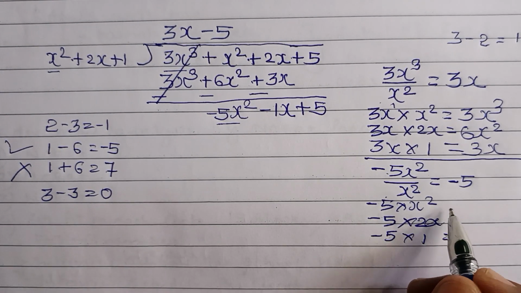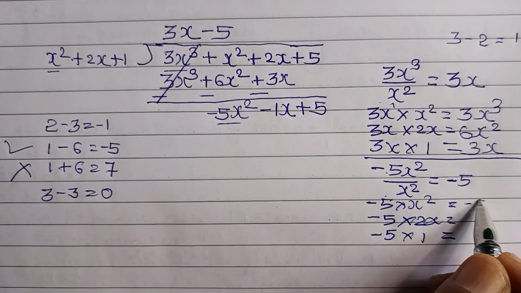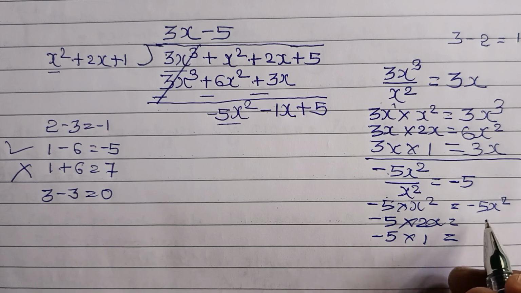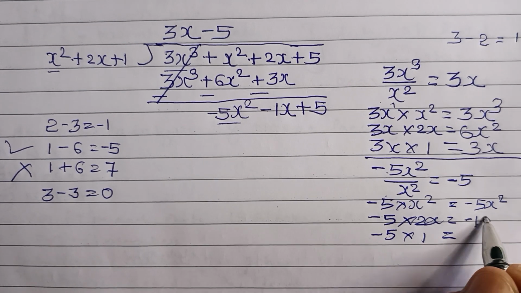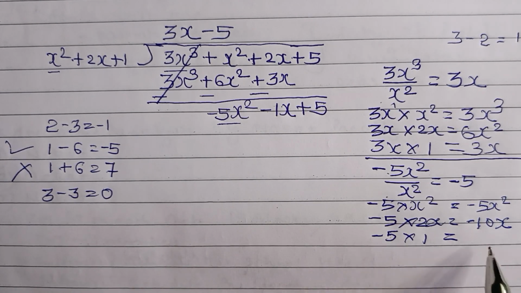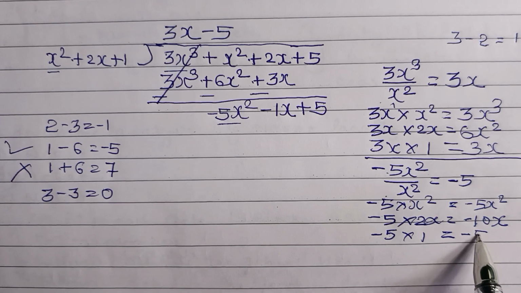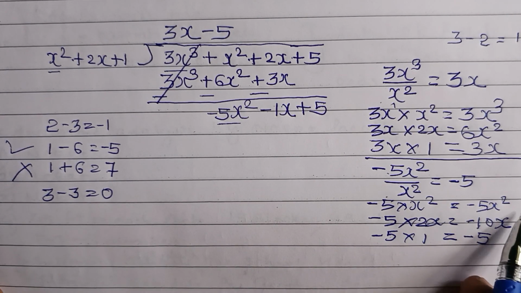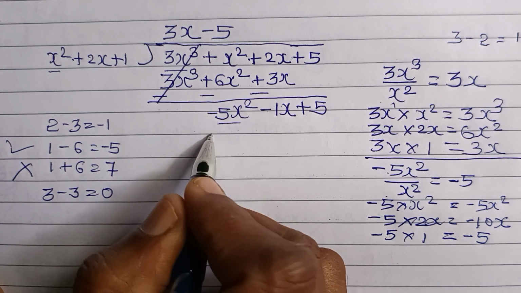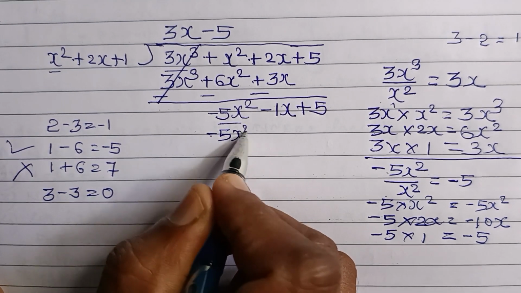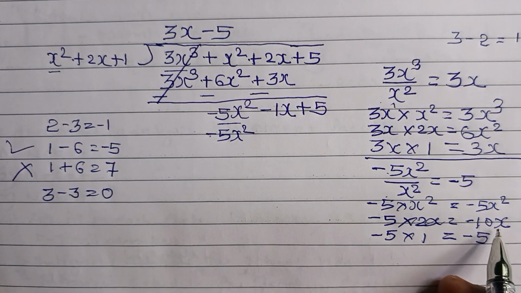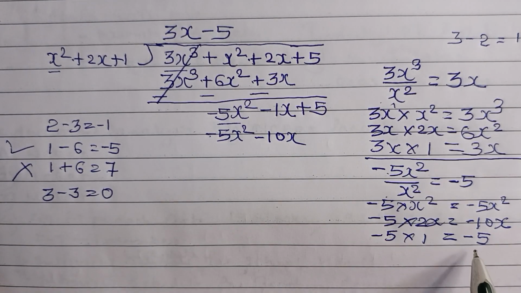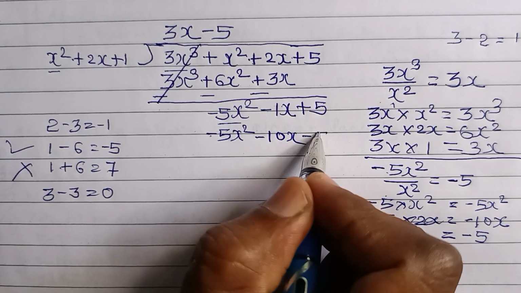Minus 5 into x squared is minus 5x squared. This minus 5 into 2x is minus 10x. This minus 5 into 1 is minus 5. Now this minus 5x squared you have to write here. So minus 5x squared, this is minus 10x, and this is minus 5.